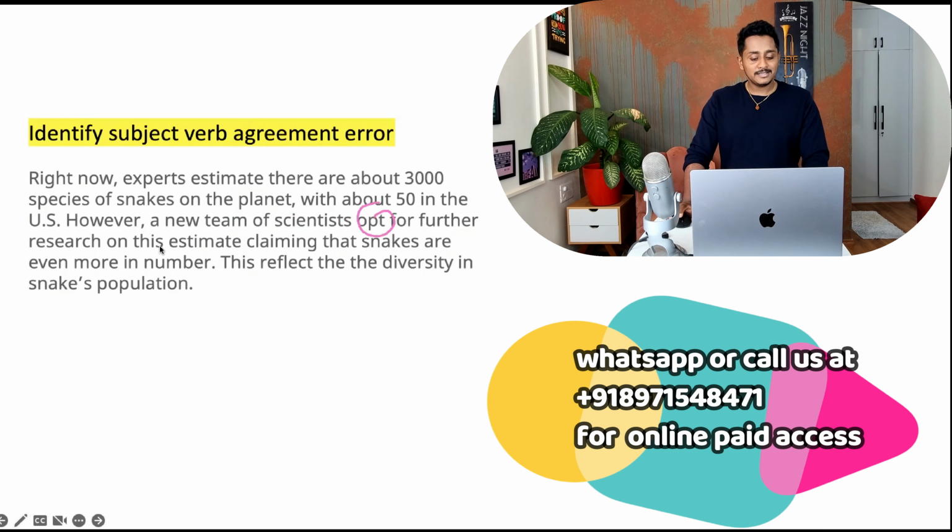For further research on this estimate claiming that snakes are even more in number, these is for plural. This pen, this boy, you don't say this cities, you say these cities. This is for singular, it's like he. He eats has to come. Reflect is there, so reflects has to come.